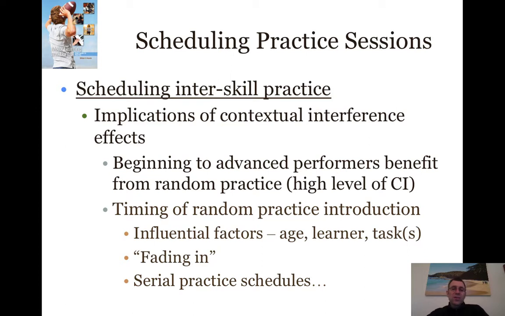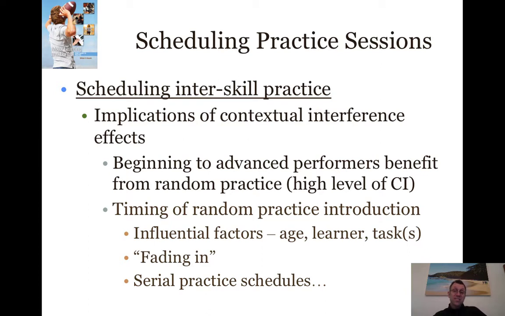So, scheduling inter-skill practices. With the contextual interference effects, we want to maximize contextual interference as much as possible. From beginning to advanced performers, everyone benefits from the higher level of contextual interference. Can we always throw a contextual interference type of practice at a learner? It does depend. Some of the timing of the introduction of random practice factors are listed at the bottom here. With novice learners, people really at the beginning phases of learning a skill, in the cognitive stage of learning, maybe even physically, developmentally, they're still not quite ready yet.